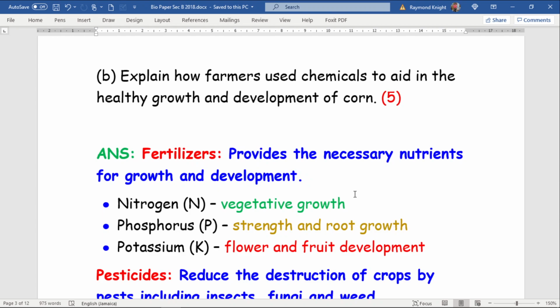nitrogen is used for vegetative growth, which means the leaves and so on will grow healthy, green, looking good. Phosphorus is generally for strength and for growth in roots. The potassium is generally for flower and fruit development, okay?